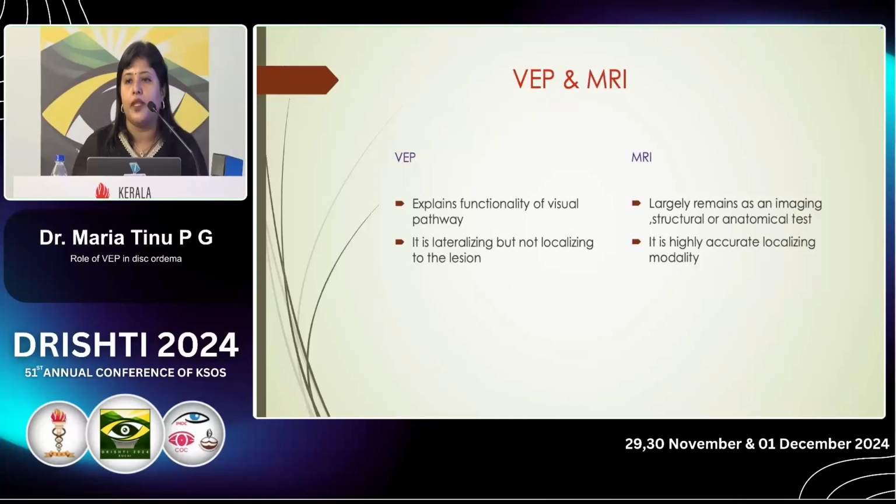So in the previous section, Madam spoke about the importance of doing MRI. So I am doing a simple comparison between VEP and MRI. VEP explains the functionality of the visual pathway, whereas MRI gives structural and anatomical information about the disease. VEP is lateralizing but not localizing, whereas MRI has the localizing property, telling where the disease is. So under the given circumstances, they may be complementary to each other.